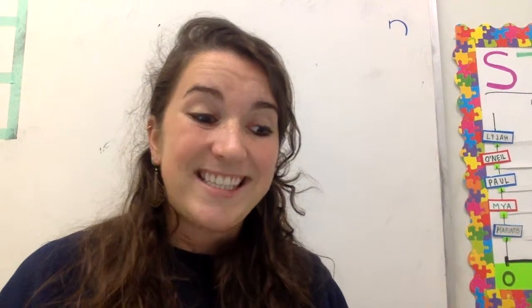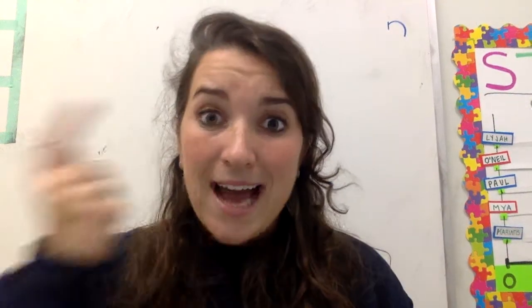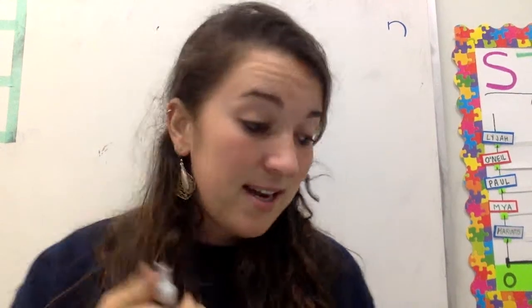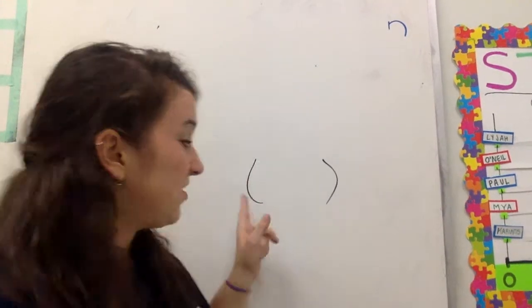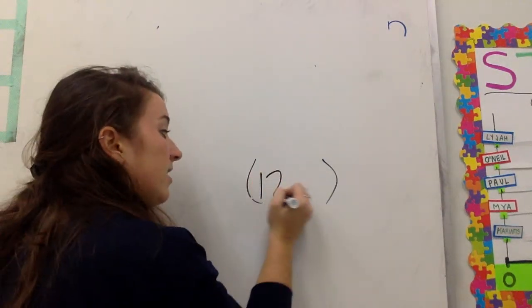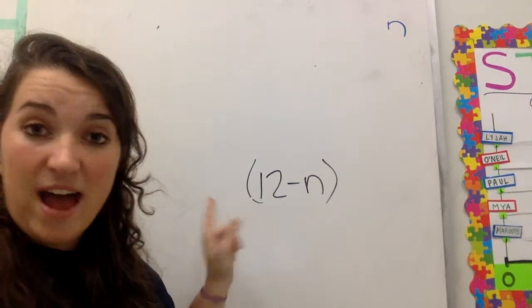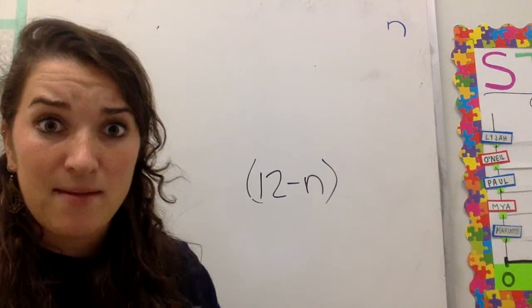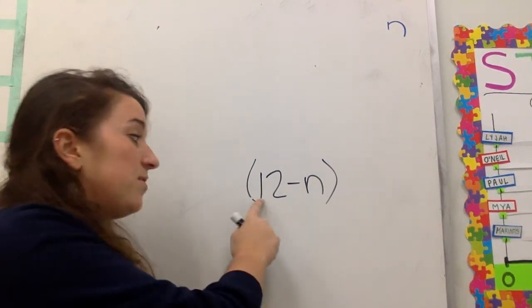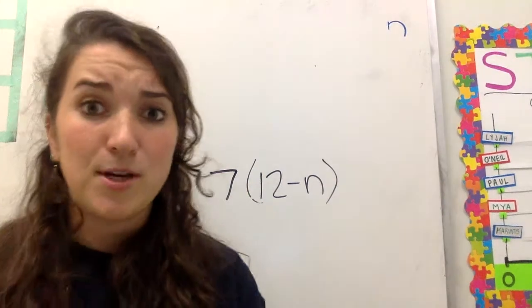For number 3, 7 times the difference of 12 and a number. So the first thing I do before anything else, I see that word difference. That means that I'm going to put parentheses. What's the difference of 12 and a number? So I've set this aside already, right? But I still want 7 times this. So I have the difference between 12 and a number. All I need to do is multiply it by 7.